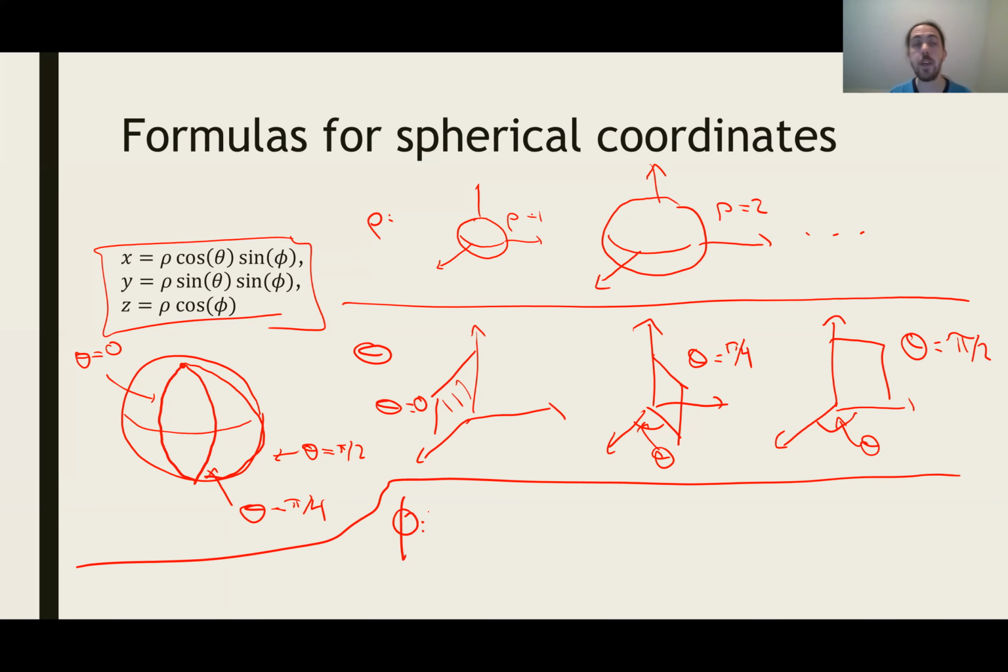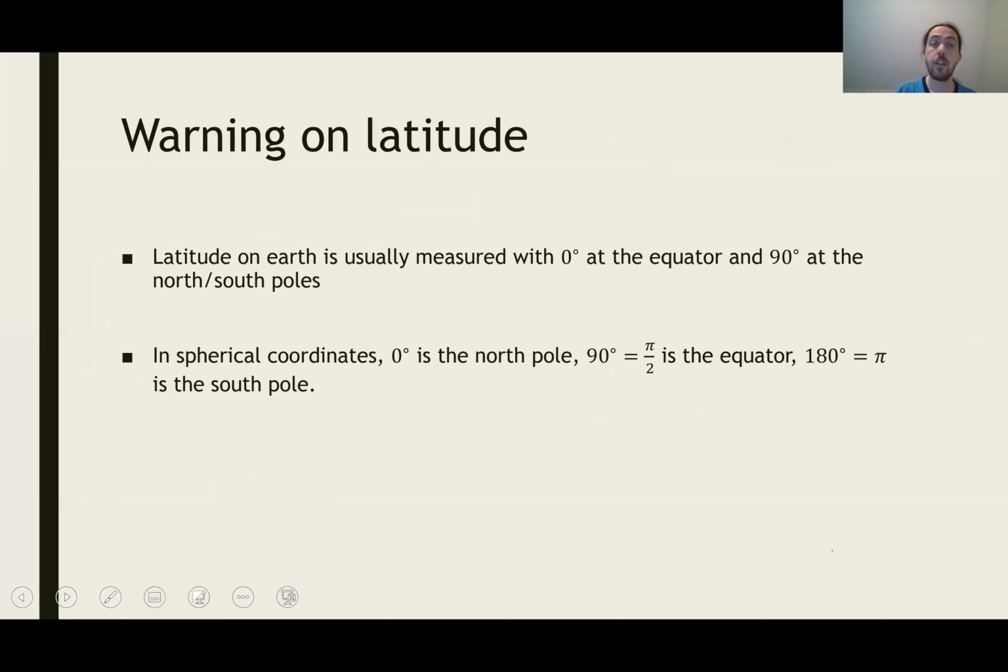The coordinate phi is very much like a latitude coordinate. We're out of space here, so let's go to the next slide. The latitude coordinate is different from the way we usually measure latitude on Earth. Latitude on Earth is usually measured with 0 degrees at the equator, and 90 degrees north or 90 degrees south tell us about the north and south poles. But in spherical coordinates, it's slightly different. Instead, we have 0 degrees at the North Pole, 90 degrees at the equator, and 180 degrees at the South Pole.